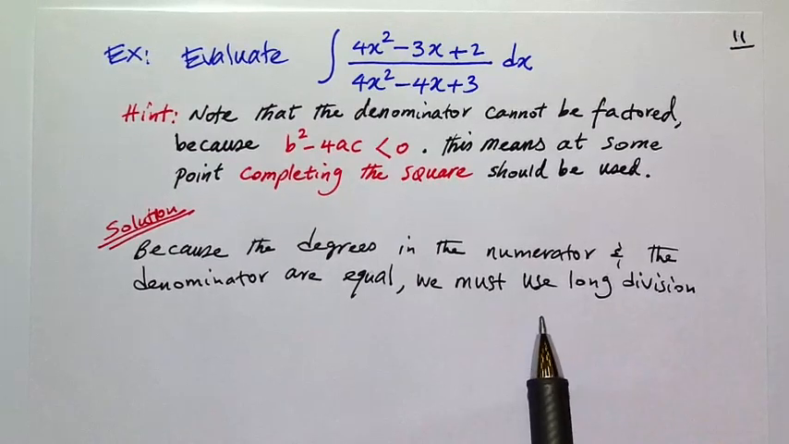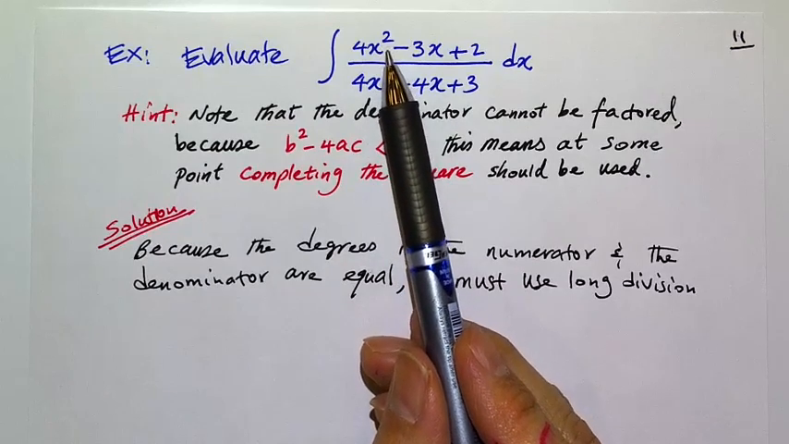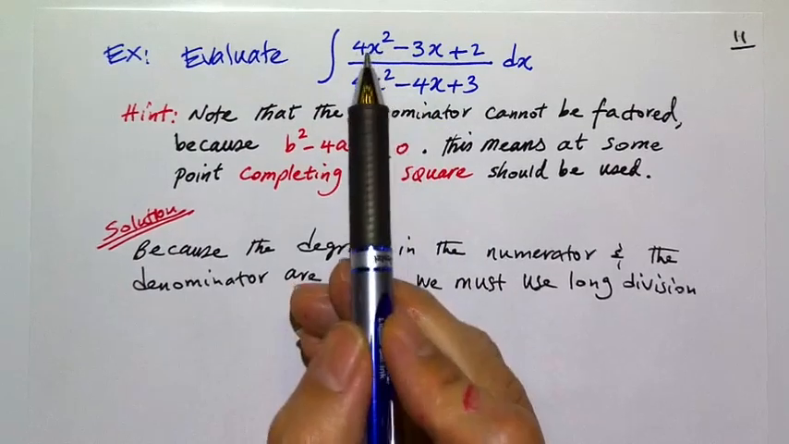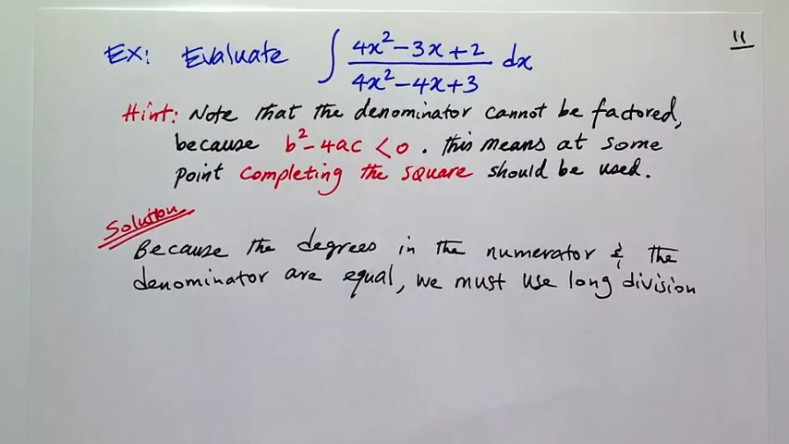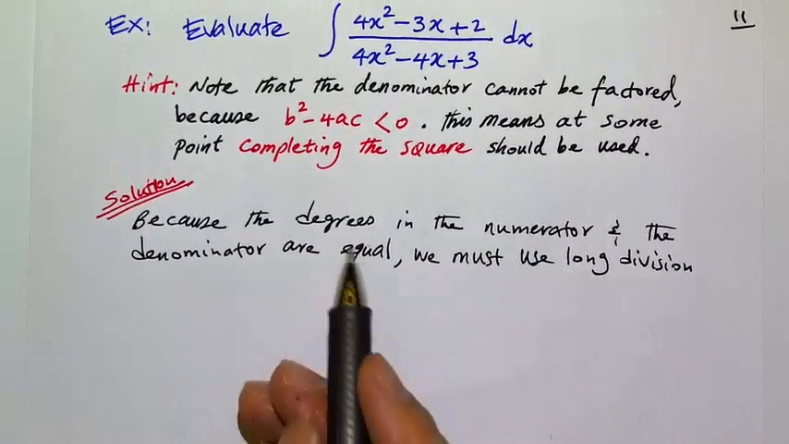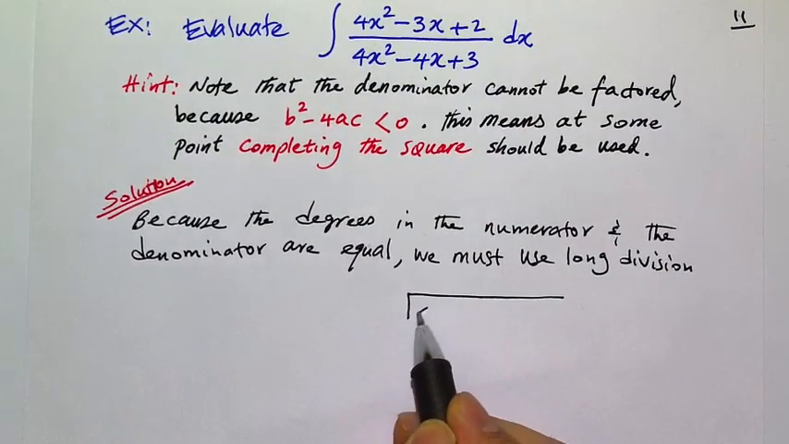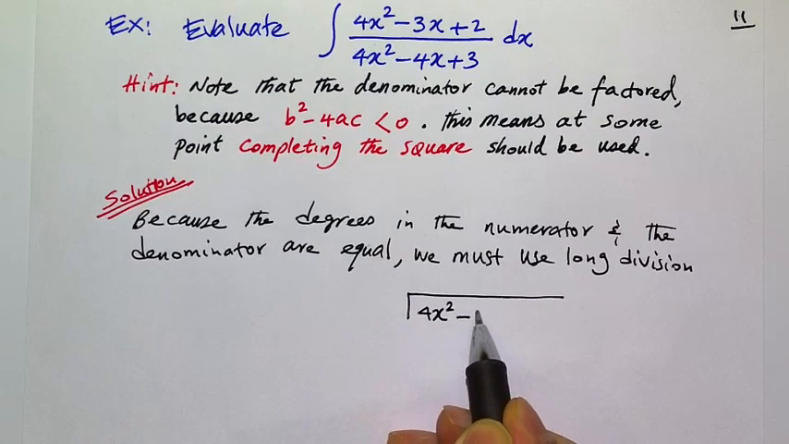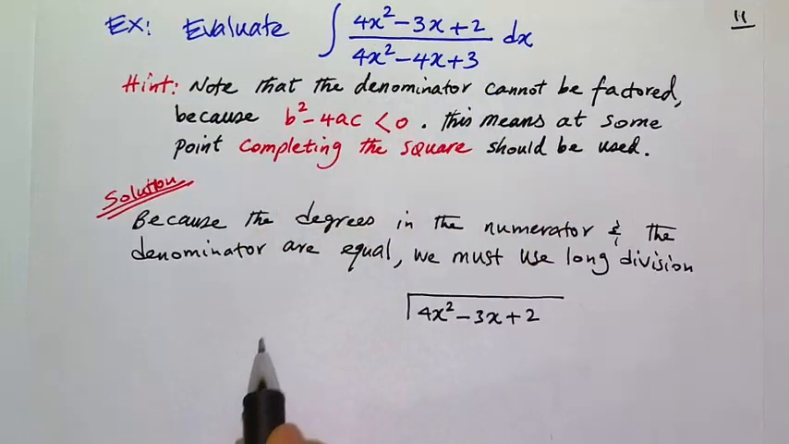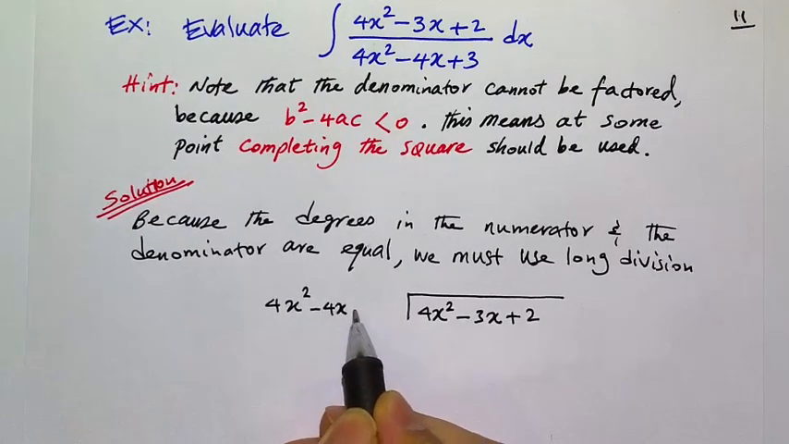So we will use long division either if the degrees are equal or the degree of the numerator is larger than the degree of the denominator. Then we'll do that. But if this degree is smaller than this, no, we won't use long division. So quickly doing that, and I'll try to keep that on this screen. So we have 4x squared minus 3x plus 2 divided by that, 4x squared minus 4x plus 3.